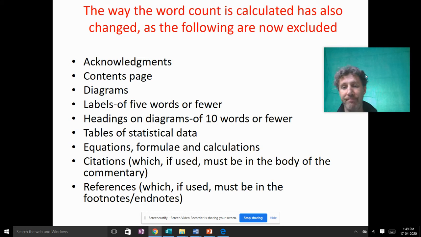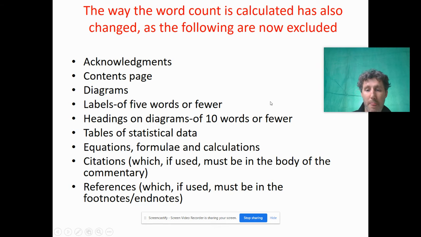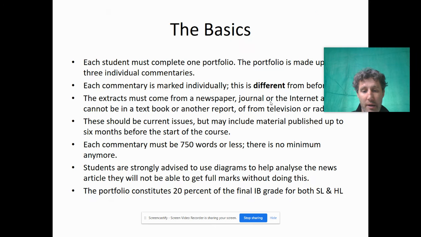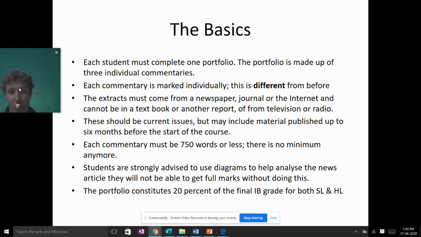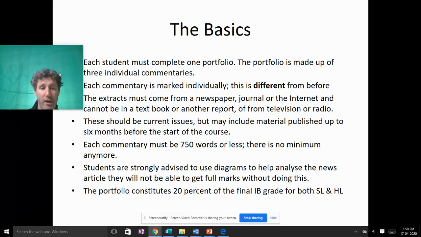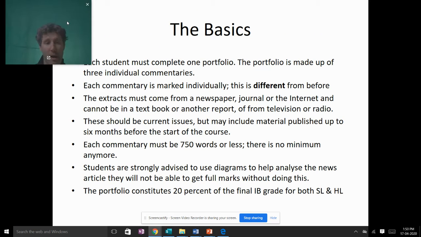Okay, right. Now, let me just see this. Okay, so the basics. So yes, as I said again, each student must complete 1 portfolio, right? The portfolio is made up of 3 commentaries: micro, macro, and international trade. 3 commentaries. Each commentary comes from a different part of the course, right?